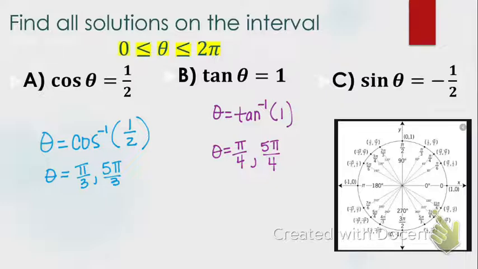Okay, because sine divided by cosine, if you look at your unit circle in quadrant 1, if you take the square root of 2 over 2 divided by the square root of 2 over 2, you get 1. And in quadrant 3, negative square root of 2 over 2 divided by negative square root of 2 over 2 is also 1. So that's why you have those 2 answers.